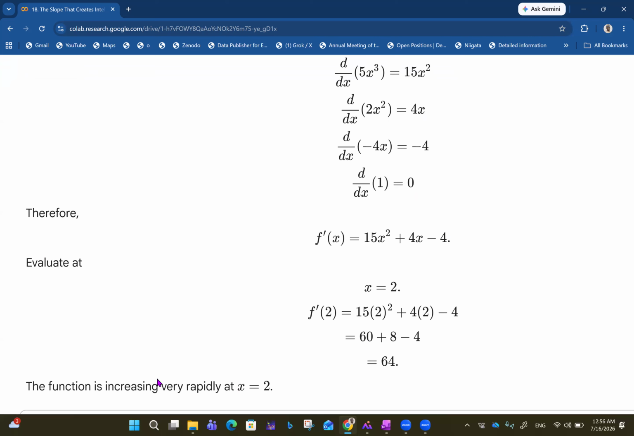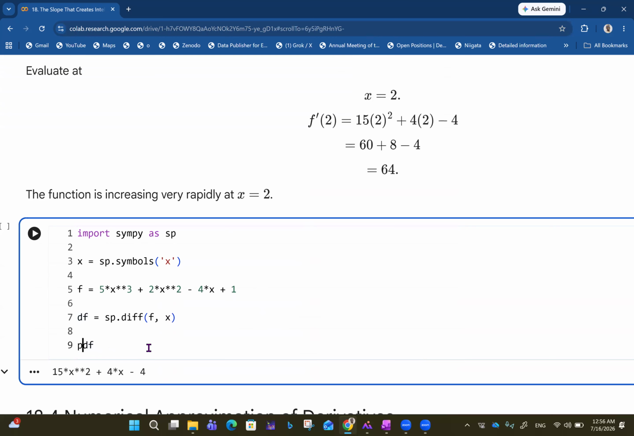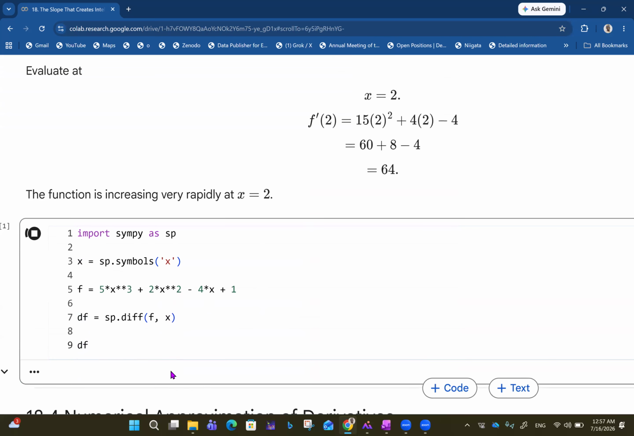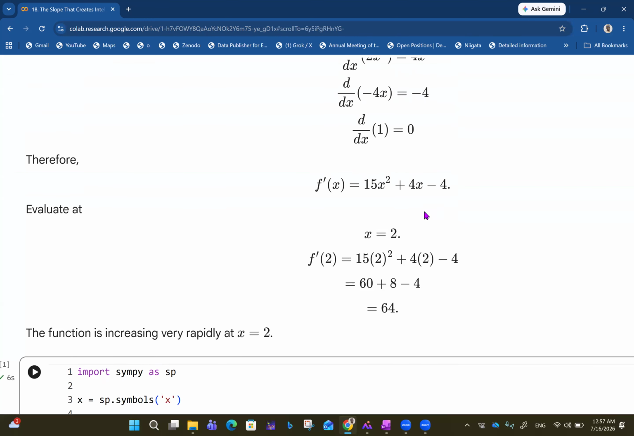So the function is increasing very rapidly at x equals 2, like that. We can, of course, compute that using SymPy. In fact, if you want it to appear beautifully, it's better not to use a print function. With print, it is written in Python format, but without the print function, you're going to see it in the proper output you should have when you use something like LaTeX. So that's what we are going to have in a moment as that finishes rolling. Yeah, so we have 15x squared plus 4x minus 4, just like what we have up here.